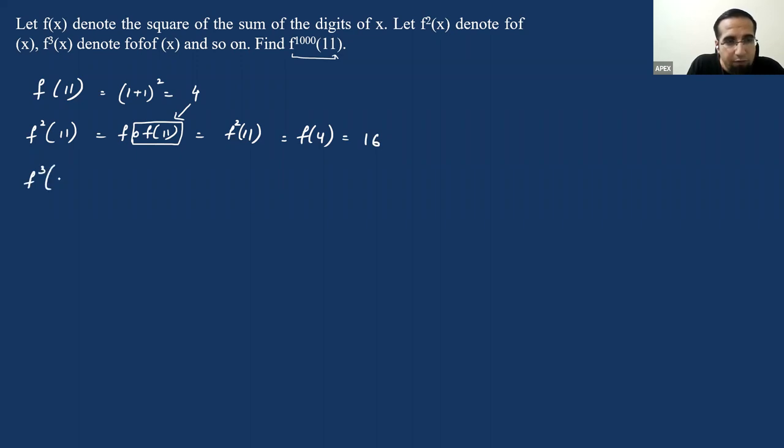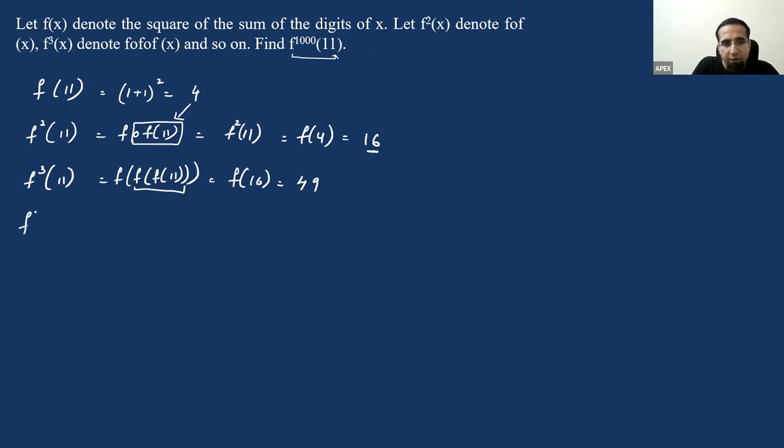Now, f3 of 11 is equal to f of f2 of 11. Now we know this complete part. F2 of 11 is in the previous one. F2 of 11 is equal to f of 4, which is equal to 16. So this can be written as f of 16. Now what is f of 16? 1 plus 6, that is 7. 7 square is equal to 49.